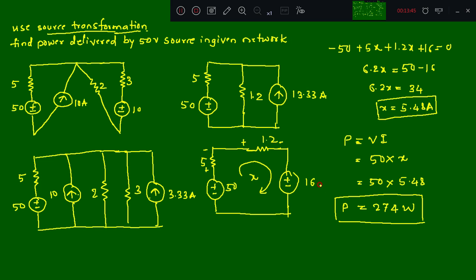So this is how the solution goes, in this way. So problems are very simple, but the thing is that whichever parameter they ask across, that part we should not touch till the end. You can observe here, this part remains the same till the end of the solution. The end answer is 274 watts.